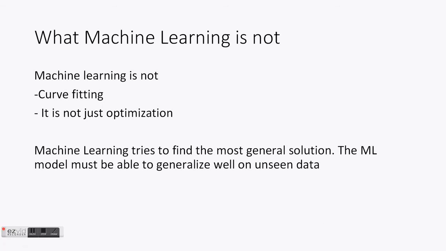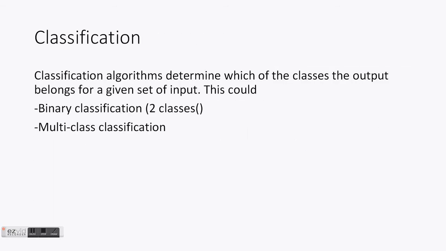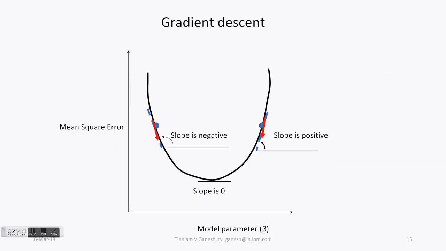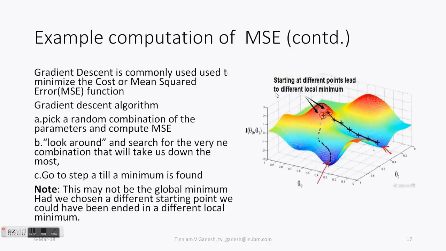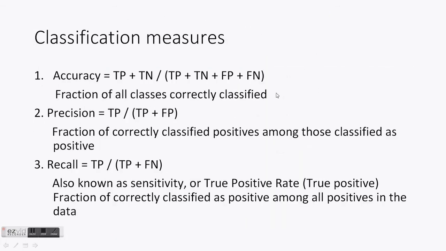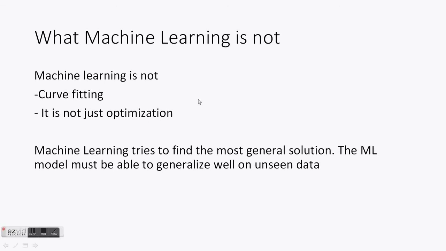You could see that when we had the higher degree polynomial, the mean squared error is lowest, but that is not a good fit. Clearly a good fit is only when it is able to generalize well on this data. So it is not optimization, it is not curve fitting. Machine learning tries to find the most general solution, so it should be able to generalize even on unseen data as long as the data comes from the same population.